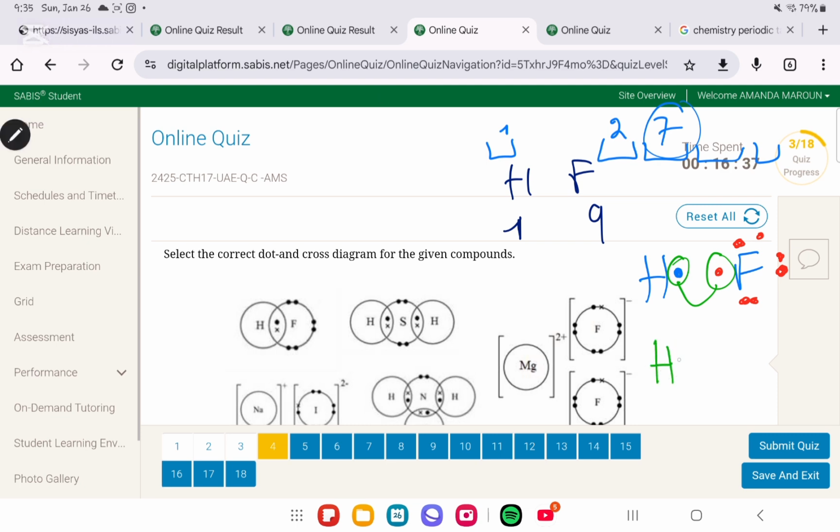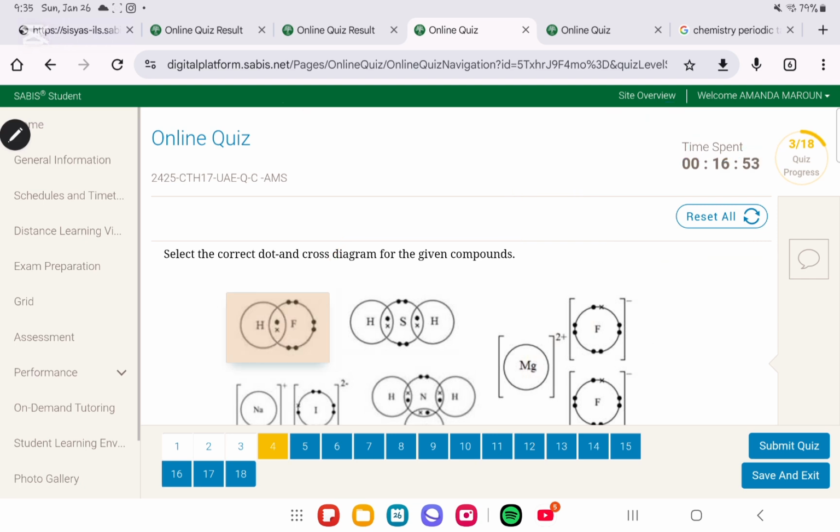So it's going to be H. Okay, we're going to use the blue again. So blue. And then red, F, 1, 2, 3, 4, 5, 6. So like this one is the correct. The first one is correct. Okay, so we move on to the second one.